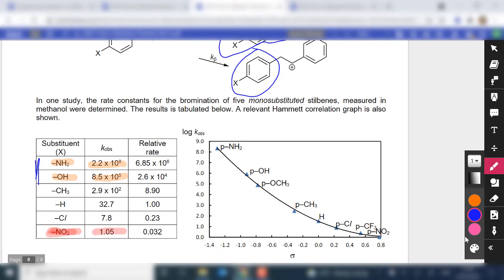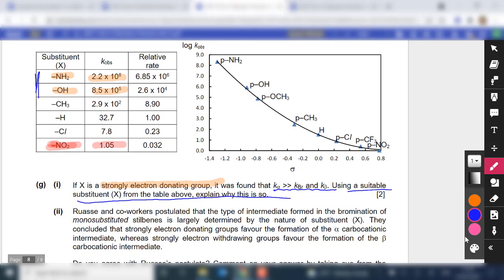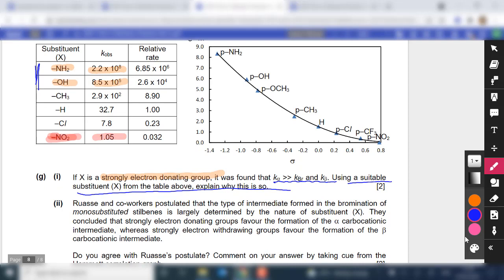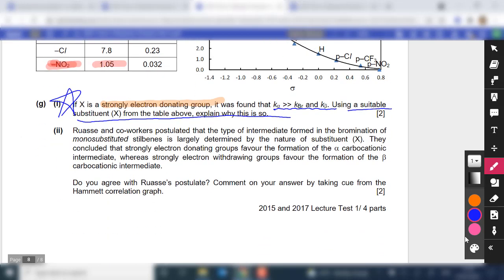Okay, and this is kind of reflected again by other experiments, which is not shown here, and of course, in this particular case, is by the information given to you. Okay, and then the final part is the interesting one because they said that Ross and co-workers postulated that the type of intermediate form in the bromination is largely determined by the nature of the substituent. So they concluded that strong electron donating group favors the formation of alpha carbocationic intermediates.